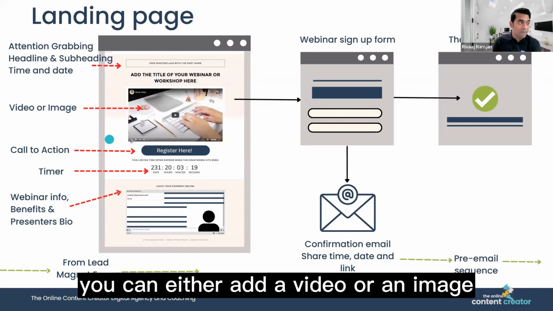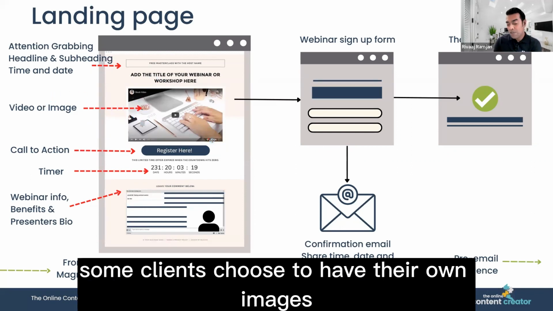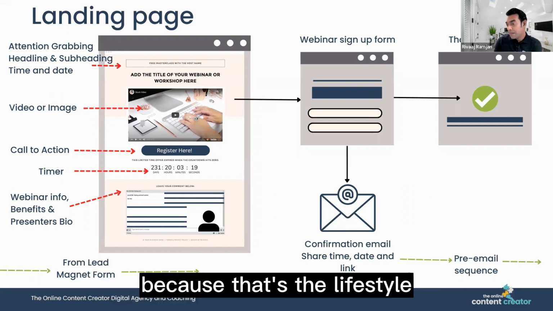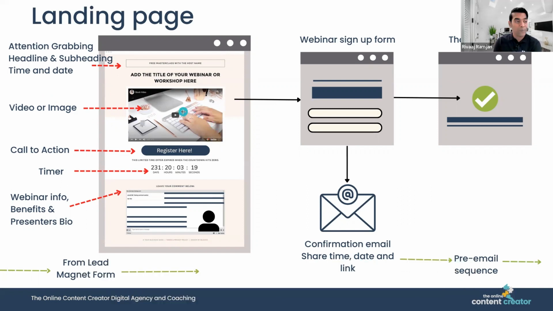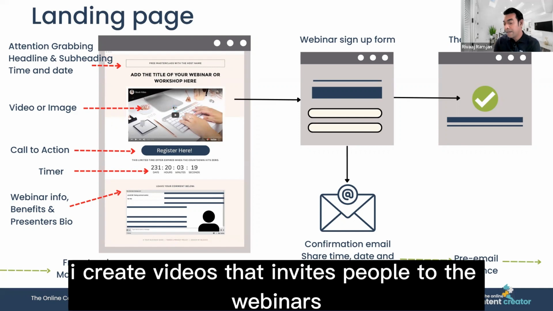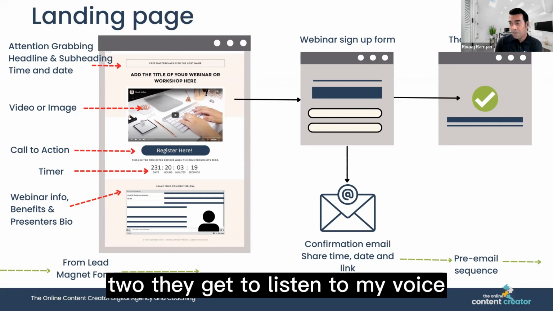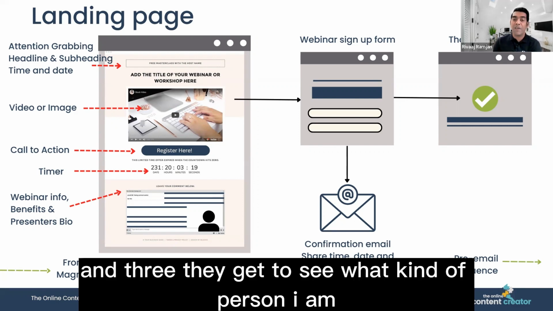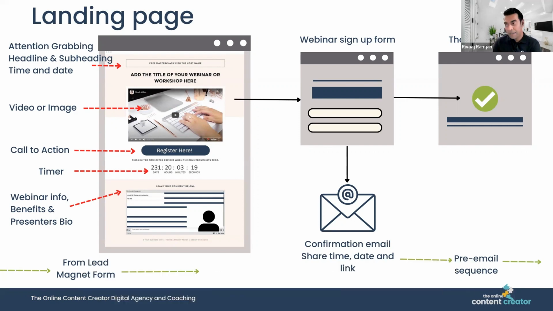You can either add a video or an image. Some clients choose to have their own images because that's their lifestyle or personality people know online. Some people will create a little video. I create little videos that invite people to the webinars. For one, they get to see me. Two, they get to listen to my voice. And three, they get to see what kind of person I am very quickly.